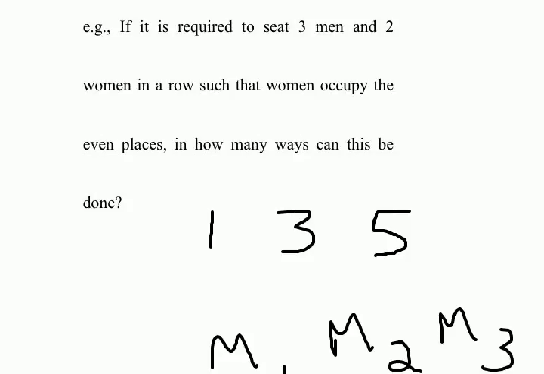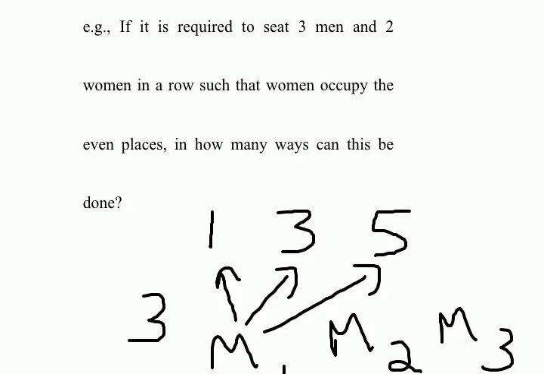The way to look at it is this: man 1 can go to either seat number 1 or seat number 3 or seat number 5. So there are 3 ways in which you could potentially do it. Now after man 1 has taken one of these 3, man 2 will have only 2 of them left.